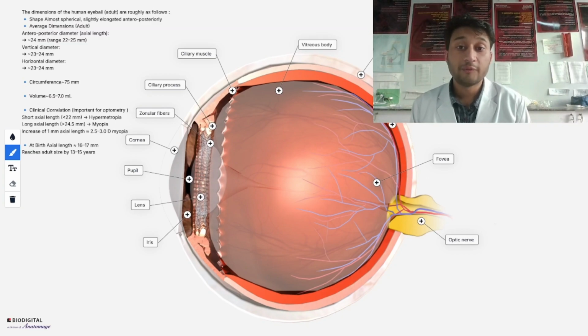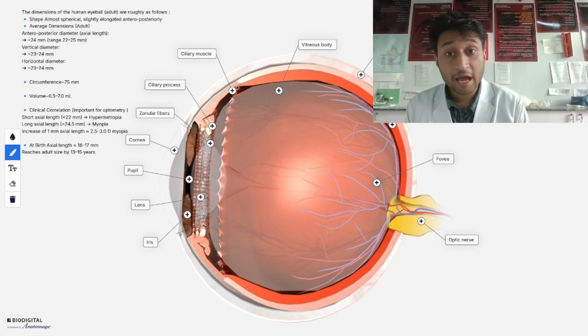Right now, we will be studying about the dimension of an eye. In the previous class, I explained the structure of the eye, the parts of the eyeball, the anterior chamber and the posterior chamber. Right now, I will be discussing the basic dimensions of an eyeball. So let's start. First of all, what is the shape of an eyeball?